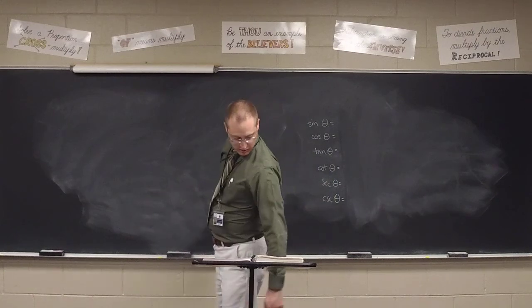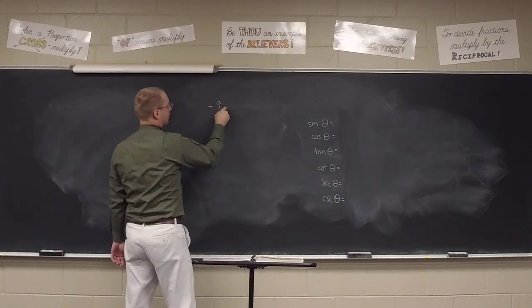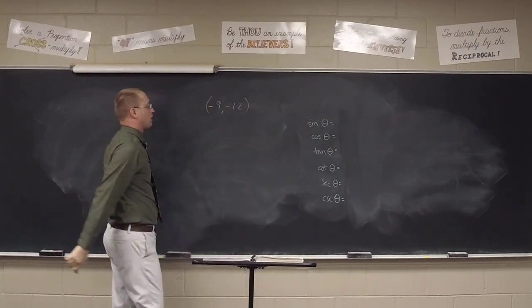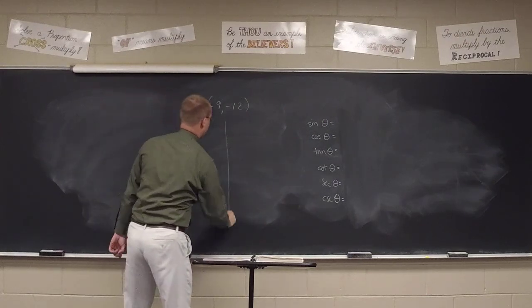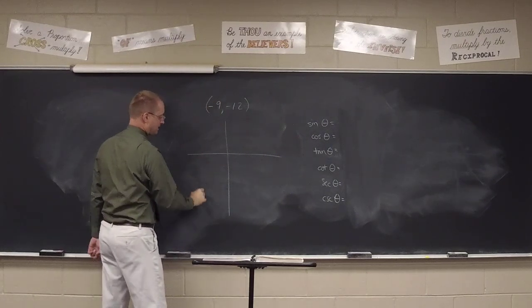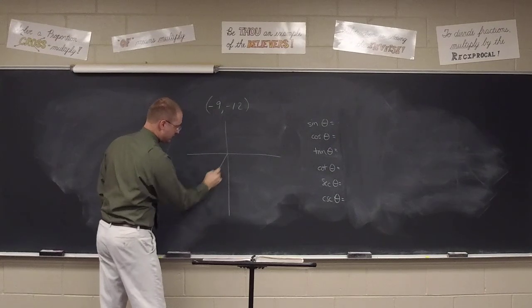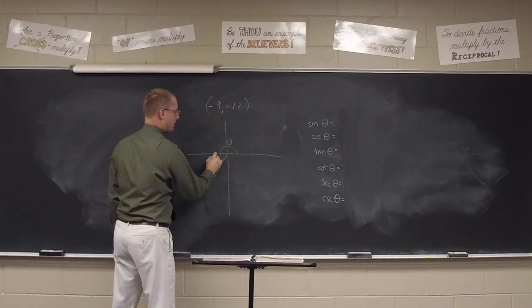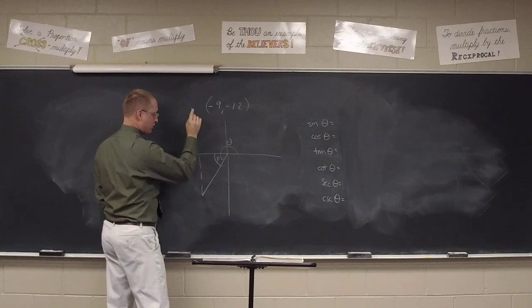-9, -12. According to what quadrant? Third. Alright, so we go backward 9, downward 12, something like this. There's the theta. Here's the rho. We draw our line straight up.